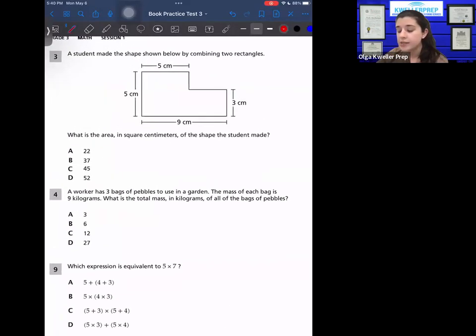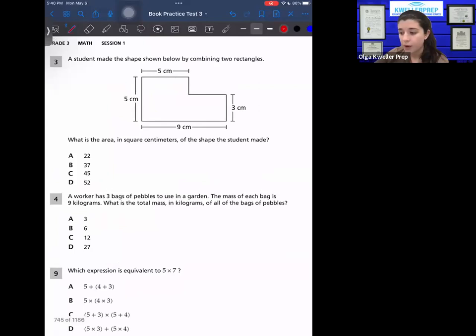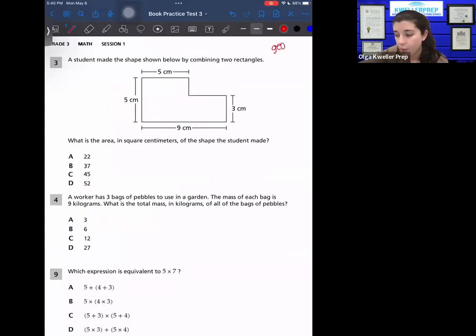Now, this next one is another one that's definitely always going to come up. They're testing us on geometry here. This is another type of question that is very, very common and will definitely come up across the tests. So this is asking us for the area of the shape the student made. How would you guys approach this?